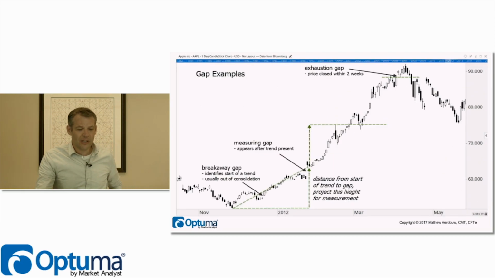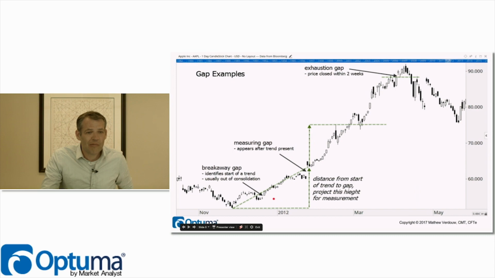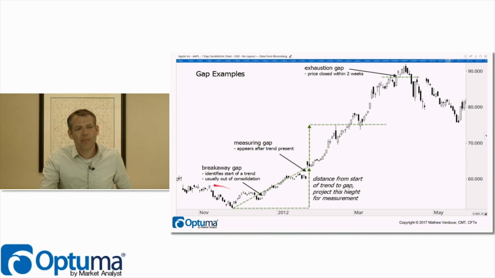So when you look at this chart of Apple, you see all three of them. We can come down here and right at the start of the trend is our breakaway gap, giving us a really clear idea. We've been in a downtrend coming into November 2011. We hit this period where we're starting, it looks like we're heading for a double bottom.